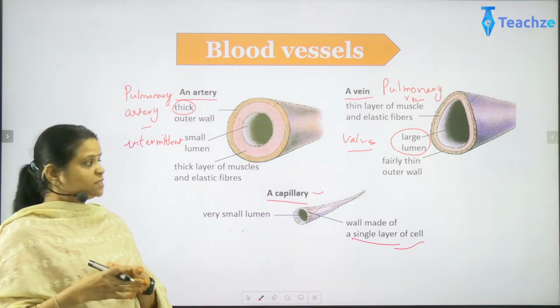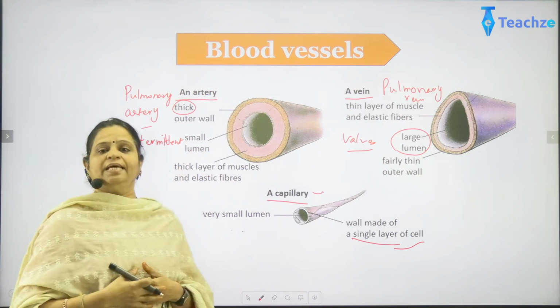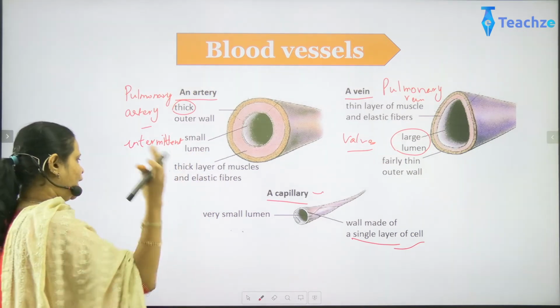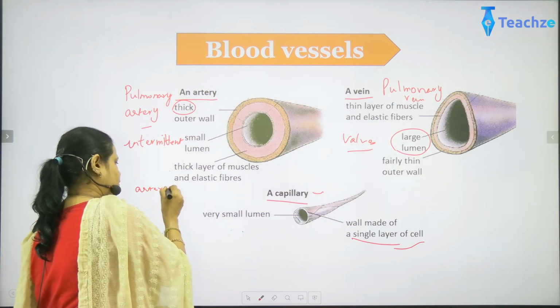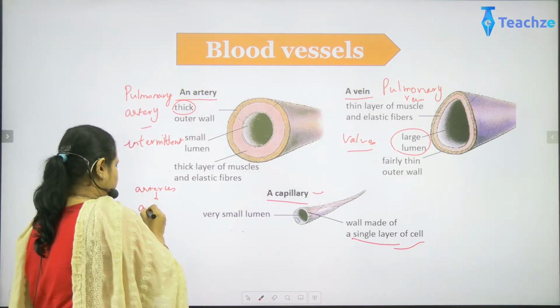Now, how do these arteries and veins divide? The arteries will continue to divide into the arterioles.